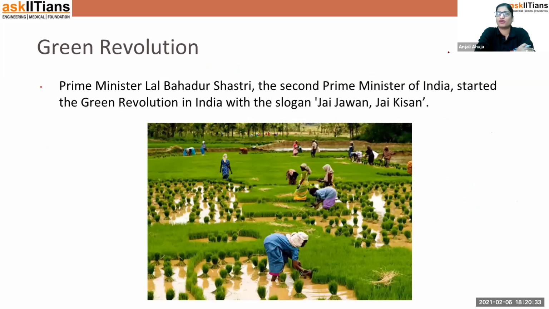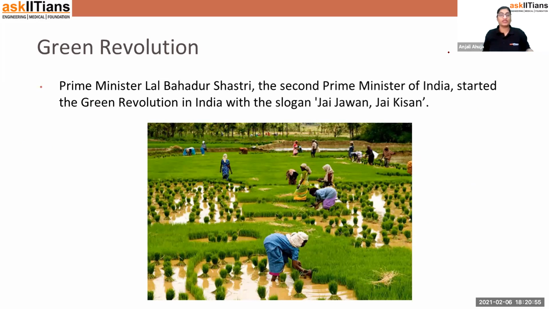I suppose that's the last topic, green revolution. Green revolution means, I don't have to mention, when we were little kids we have been learning about green revolution, just the growth of the crop. Prime Minister Lal Bahadur Shastri, the second Prime Minister of India, remember it. He started the green revolution with the slogan Jai Jawan, Jai Kisan.